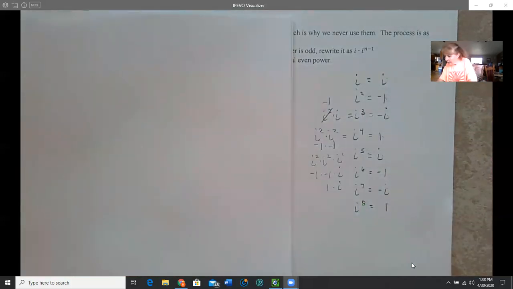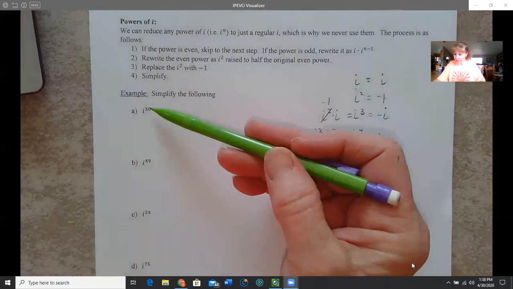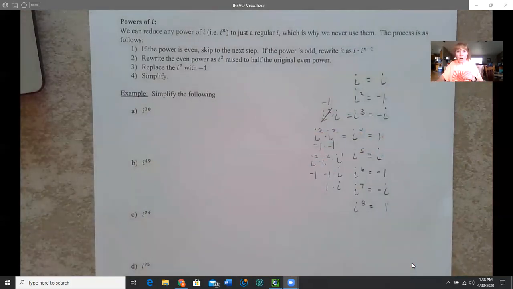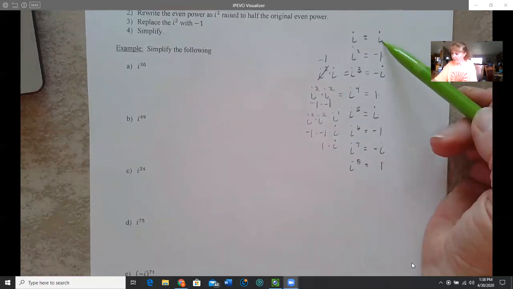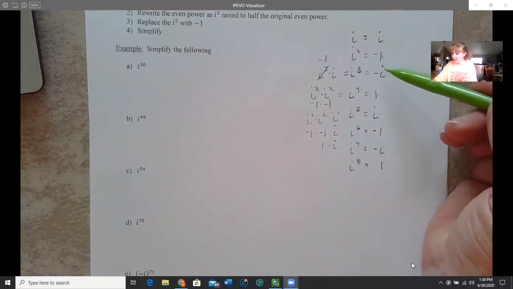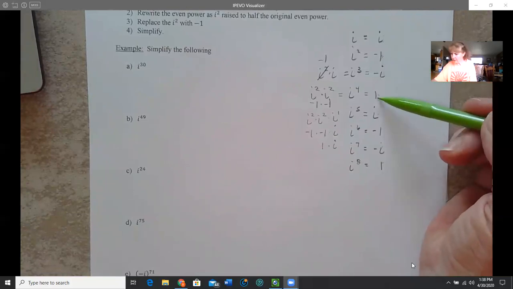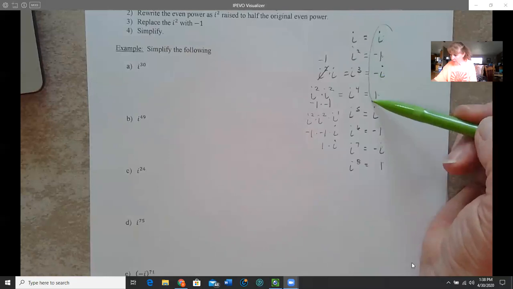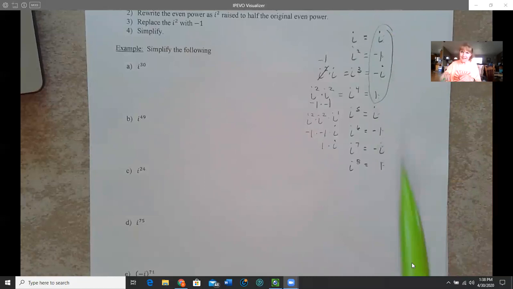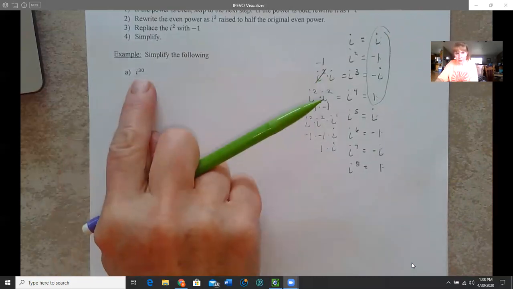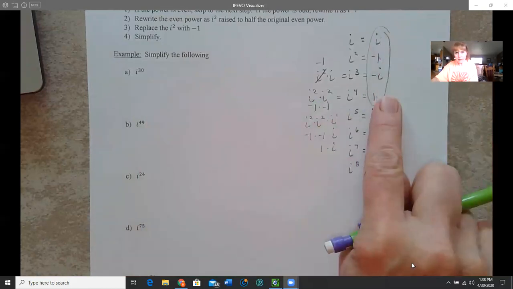When you look at these, you've only got 4 options. Your answer is either going to be i, a -1, a -i, or a +1. Your answer is going to be one of those because it just keeps repeating again and again. And this is again why it works with wave theory. It's because it repeats. This is one of the reasons. It's a rotation. But let's look at i to the 30th. Which one of these will it be?